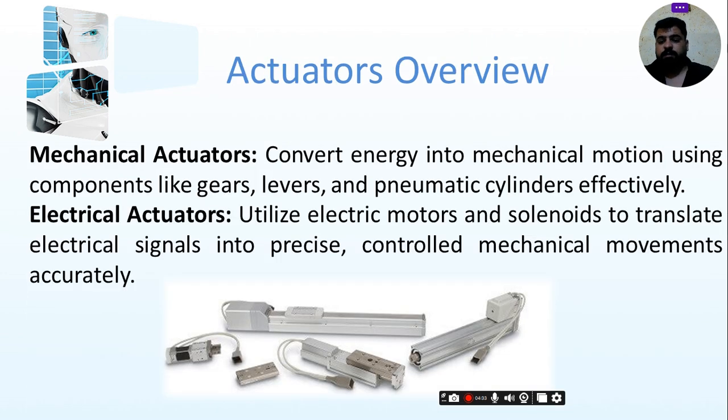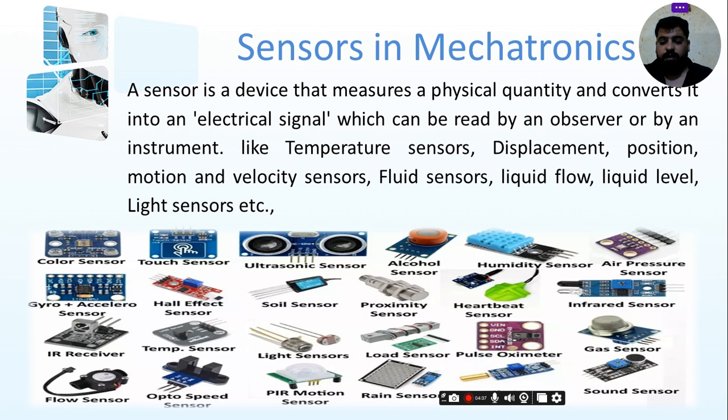How does it work? It changes a physical quantity into an electrical signal. An example of a sensor is a temperature sensor like a thermocouple. A thermocouple detects heat and produces a voltage that corresponds to that temperature. So sensors are essential for mechatronic systems for monitoring, control, and automation. Without them, the system would not know what's happening around it.